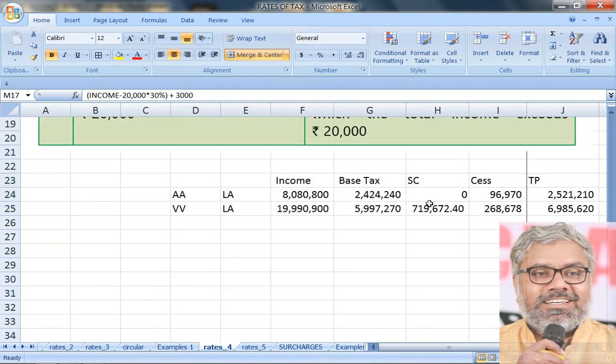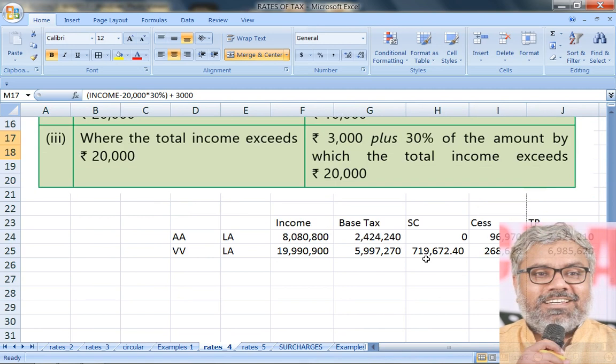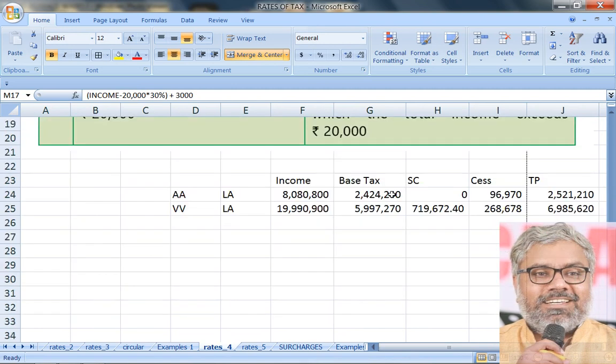cooperative societies. Surcharge is different. That is only applicable if the income exceeds 1 crore. That is how much percentage? Same 12% percentage. If total income of the cooperative society exceeds 1 crore, in that case only surcharge will be applicable. Cess is common in all cases.